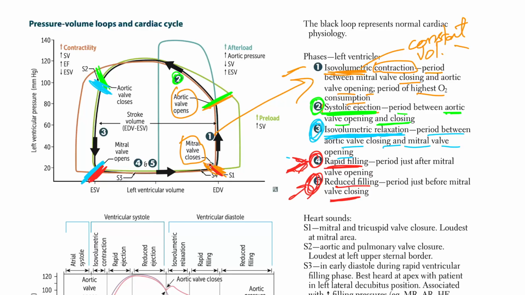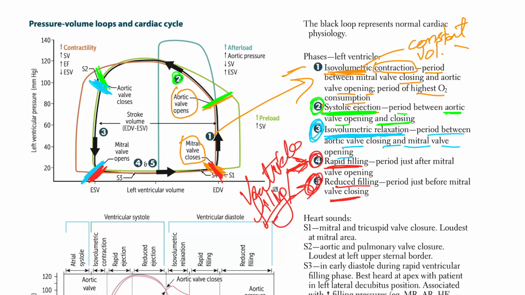So from here to here, from mitral valve open till the mitral valve closure, is going to be your rapid filling and reduced filling, or in other words, you can call this the ventricular filling phase. Okay, so this is all normal, right? So now what we look at is, when you increase contractility, what's going to happen, and when you decrease contractility, what's going to happen.